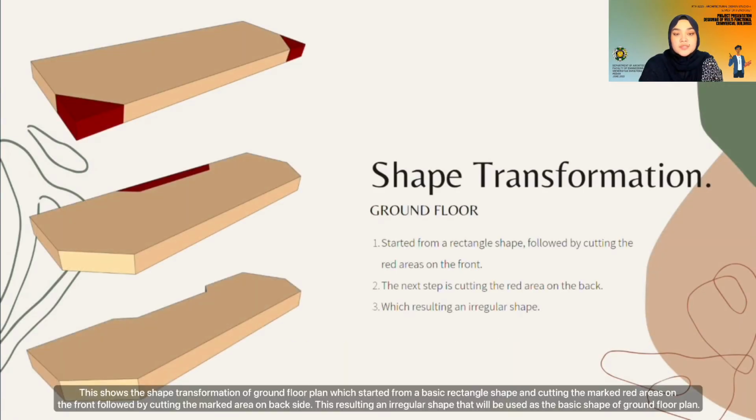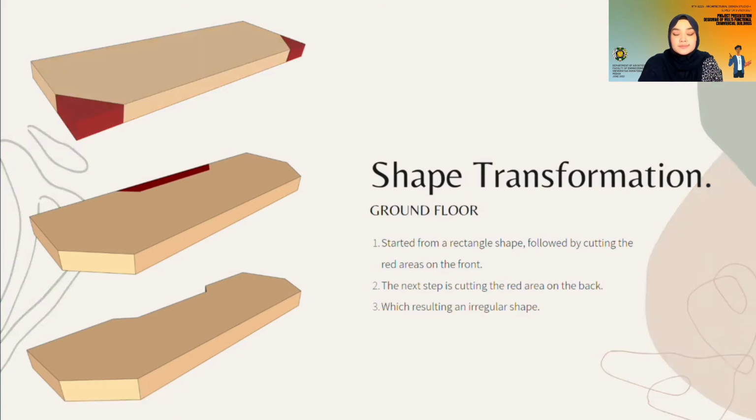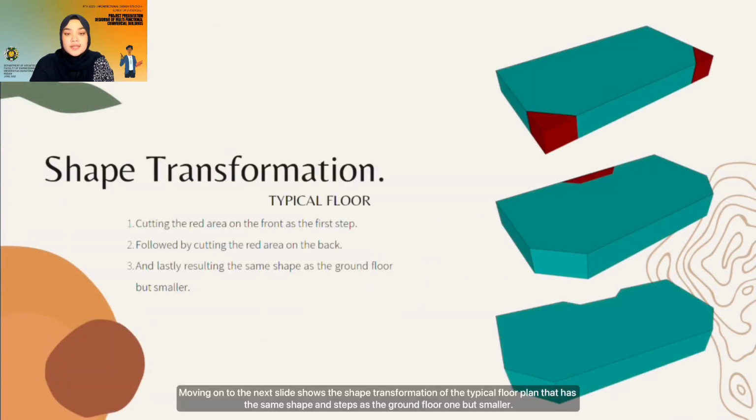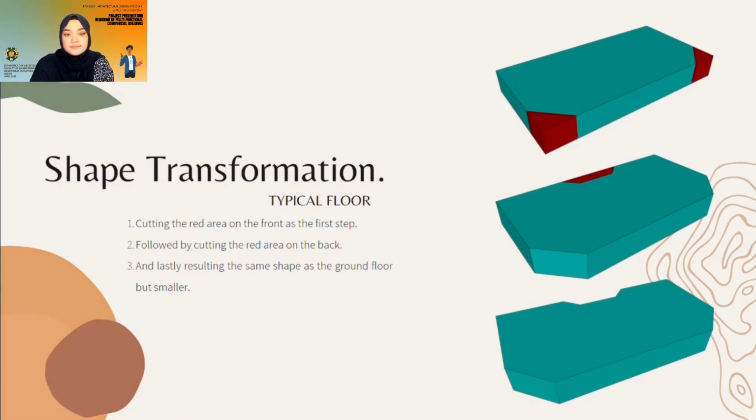So this shows the shape transformation of the ground floor plan, which started from a basic rectangle shape and cutting the marked red areas on the front, followed by cutting the marked area on the back. This results in an irregular shape that will be used as the basic shape of the ground floor plan. Moving on to the next slide, it shows the shape transformation of the typical floor plan that has the same shape and steps as the ground floor one but smaller.